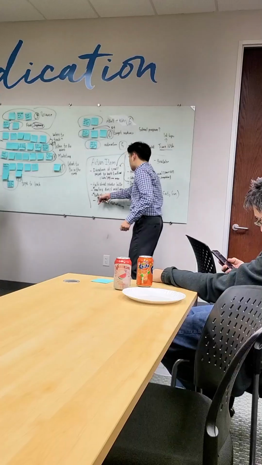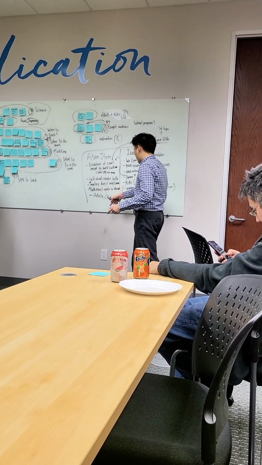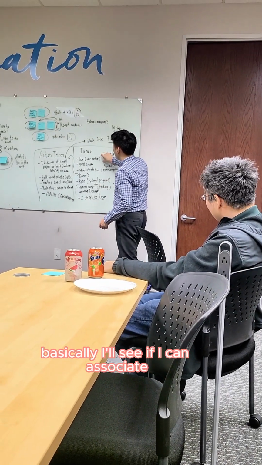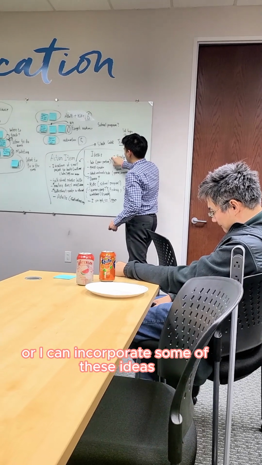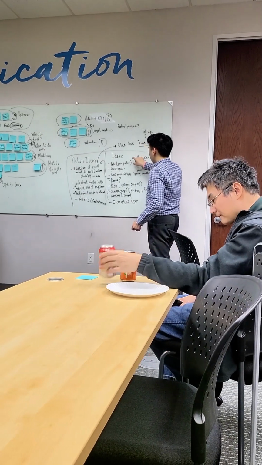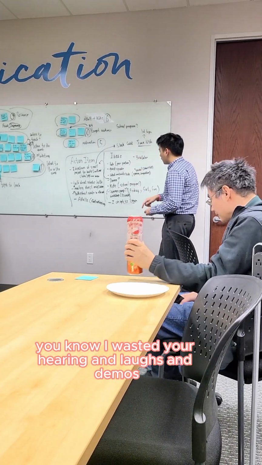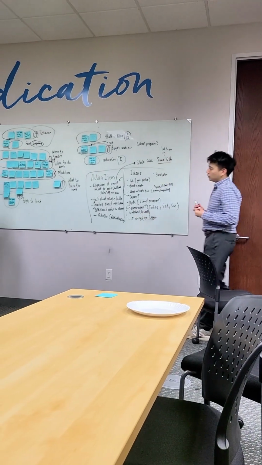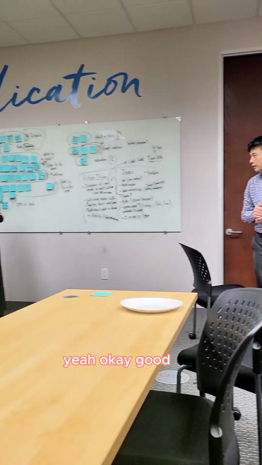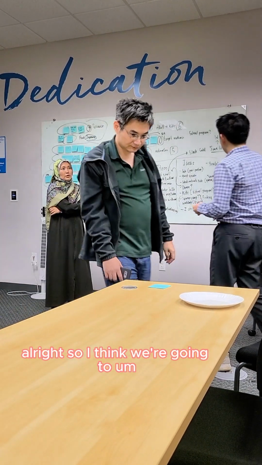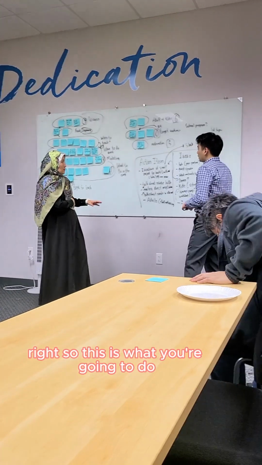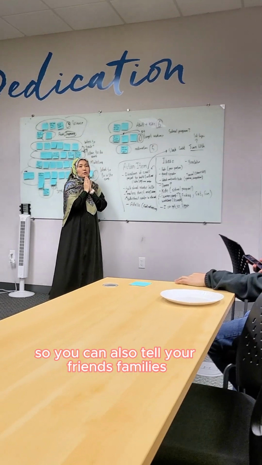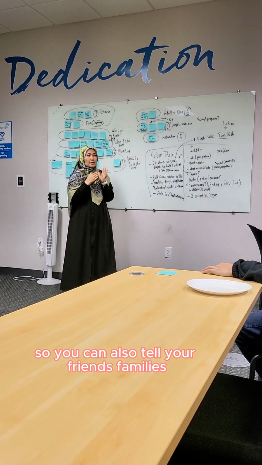Talk about each of these in advance. After that, I'll see if I can incorporate some of these ideas that we talked about for this topic, like finding ways to do pairing or labs or demos, and seeing if I can bring ice cream. Okay, good. So this is what you're going to do, and I'm going to think about it too. You can also tell your friends and families, and I can do that too.